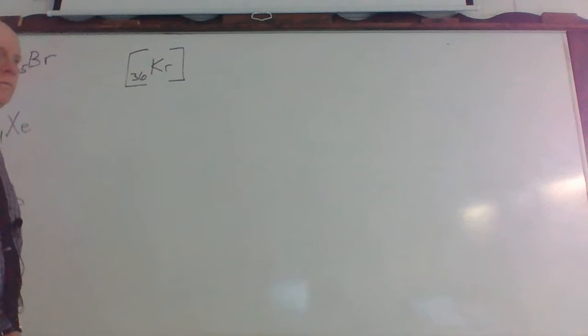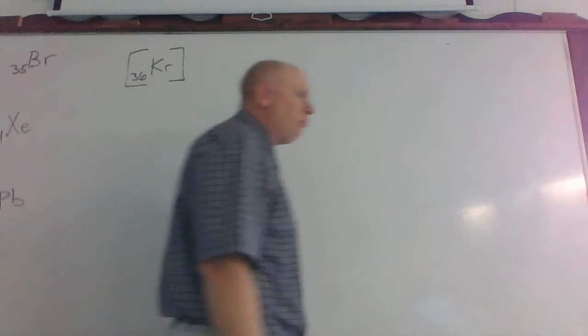So remember, what block are the noble gases in? The P block. How many columns are in the P block? Okay, and what period is krypton in the P block? It's in the fourth period.